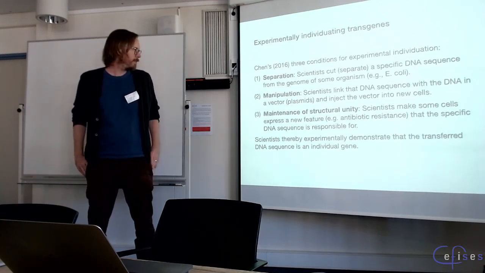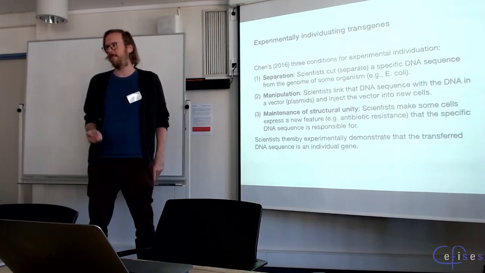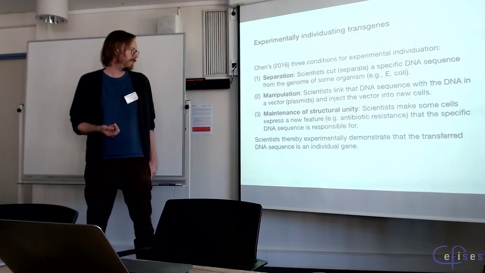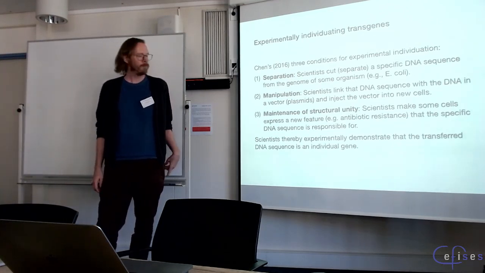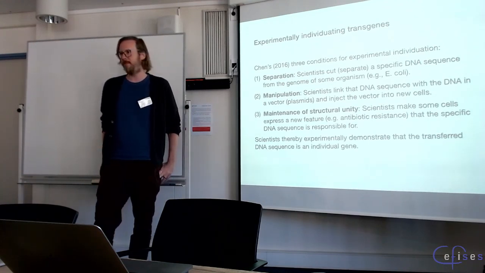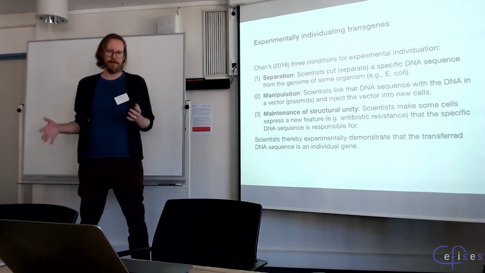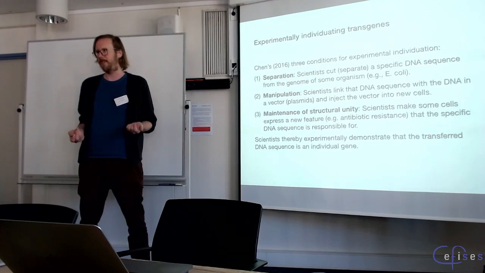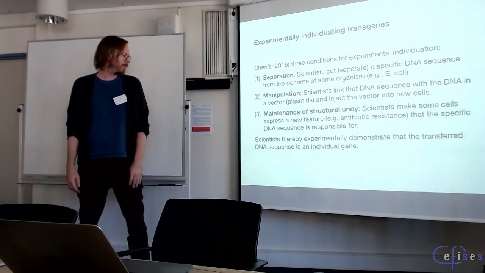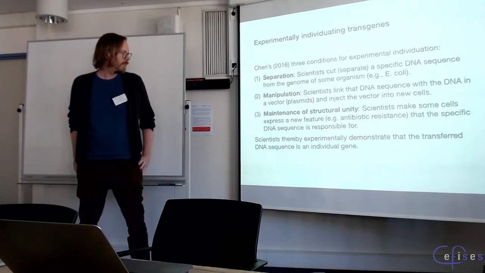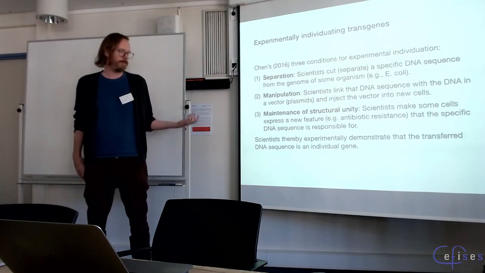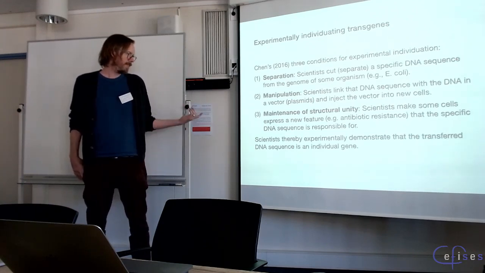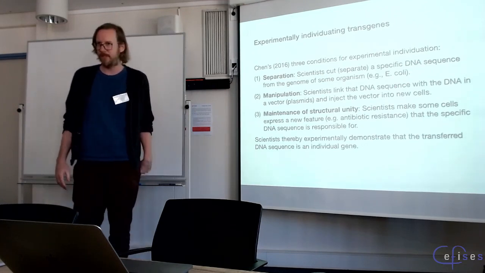The second condition is manipulation, where scientists, after they separate something, use it to do something else. In this case, scientists link that DNA sequence with the DNA in a vector, plasmids, and inject the vector into new cells. And then the third condition, maintenance of structural unity or maintenance of structural integrity. This is maintaining the structure of the thing that you've separated and manipulated. In this case, scientists make some cells express a new feature, for example, antibiotic resistance, that the specific DNA sequence is responsible for. The fact that it expresses a new feature indicates that its structural unity is maintained because the function is preserved, basically. So scientists thereby experimentally demonstrate that the transferred DNA sequence is an individual gene.